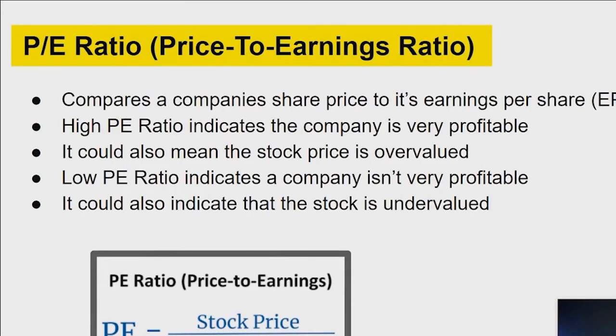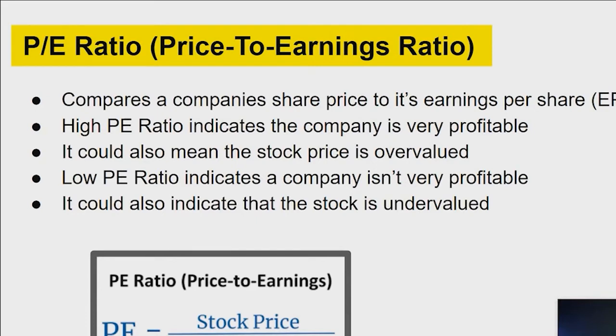This is probably the one that you hear about the most. And this means the price to earnings ratio. This basically compares a company's share price to its earnings per share. So you can see the actual ratio on the bottom left. PE equals stock price divided by earnings per share. And a high PE ratio indicates that a company is very profitable. However, it could also indicate that a stock price is overvalued, right? Because you have the stock price on top and the earnings on bottom. So it could be one or the other.